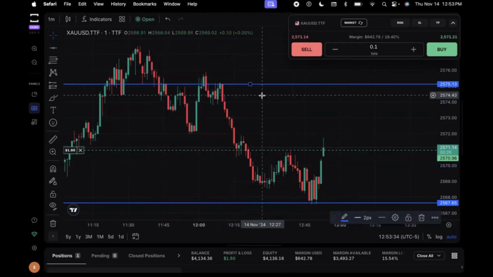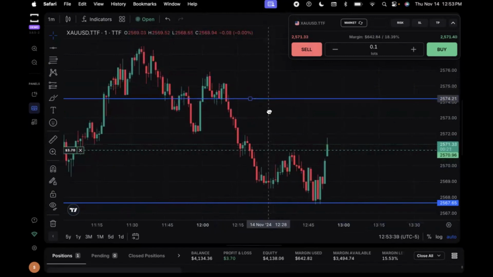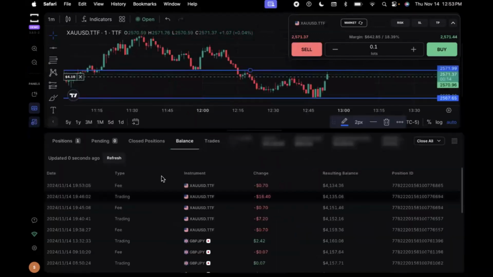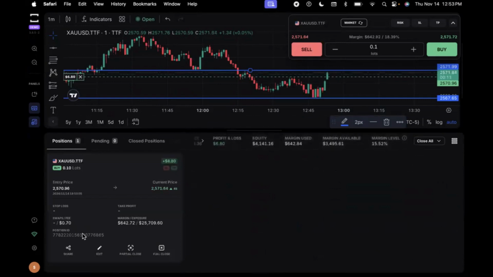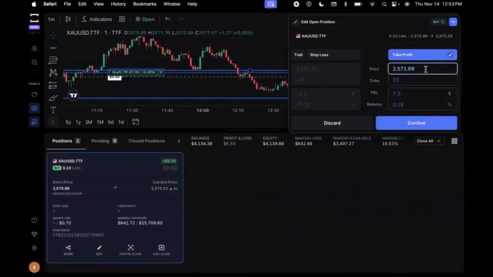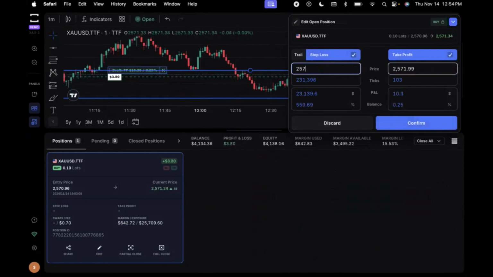And let's just go ahead and set our take profit at a previous high. So we're going to use this previous high at 257,199. Right? Let's edit our trade. And you can see we're already in profit. So we're going to go to 257,199 as our take profit. And our stop loss is going to be our previous low. Let's do 25. I forgot what the number is, y'all. So I'm going to just do 1 to 1.